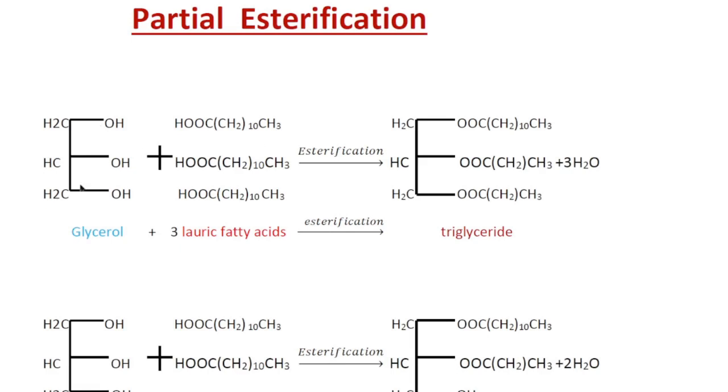So here one molecule of glycerol reacted with three fatty acids. Tri means 1, 2, 3. So when three fatty acids react with glycerol, that glyceride is known as the triglyceride. Sometimes the reaction will not take place completely. That means not three fatty acids will react with the glycerol due to some unknown conditions. Sometimes maybe one fatty acid reacts, or sometimes two fatty acids may react with the glycerol.